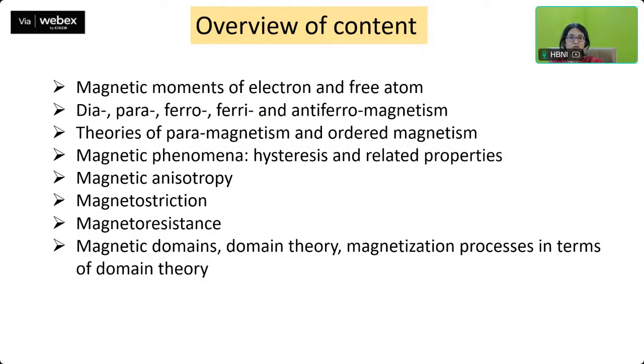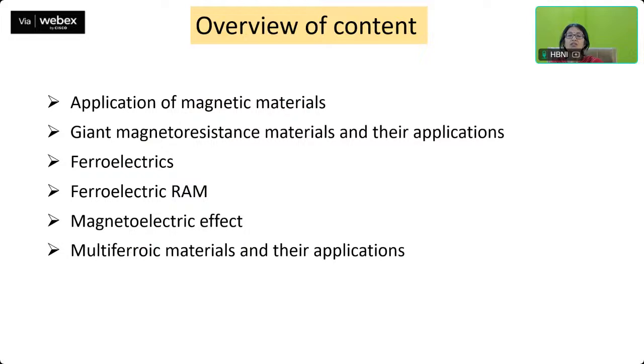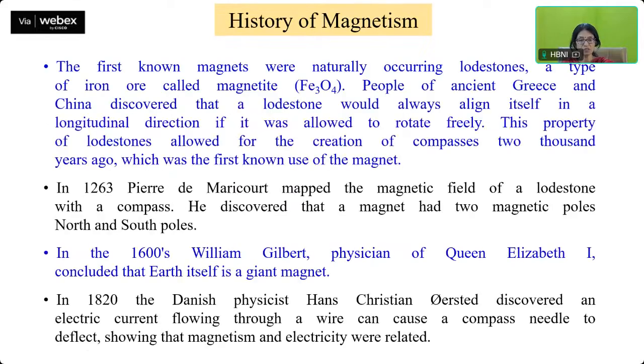We'll talk about magnetic anisotropy, magnetostriction, magnetoresistance, and magnetic domains, domain theory, magnetization processes in terms of domain theory. We'll also look into application of magnetic materials, giant magnetoresistance materials and their applications, ferroelectric RAM we'll talk about a little bit, then electric effect followed by multiferroic materials and their applications. So we'll gradually build up the entire thing. We'll first start with a little bit of history of magnetism, and then talk about the different kinds of magnetism. We'll refresh your memory, and then gradually build up on the different concepts.